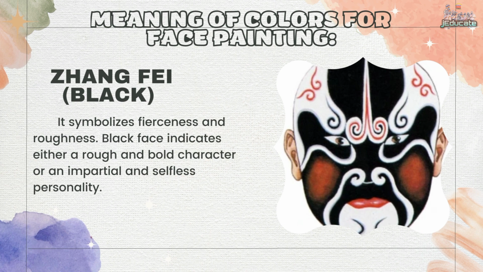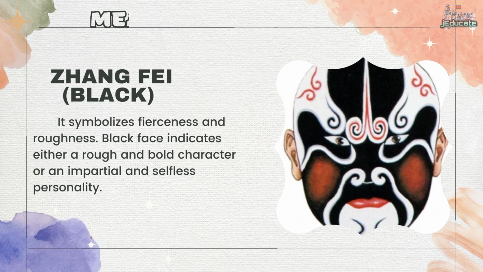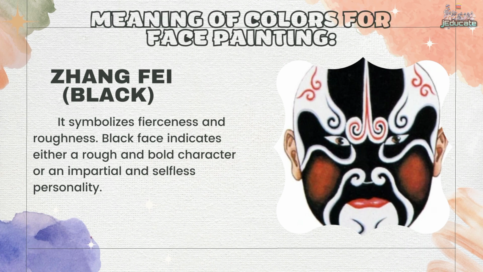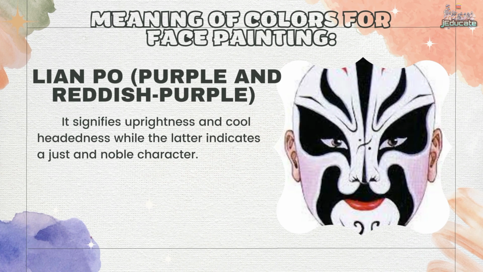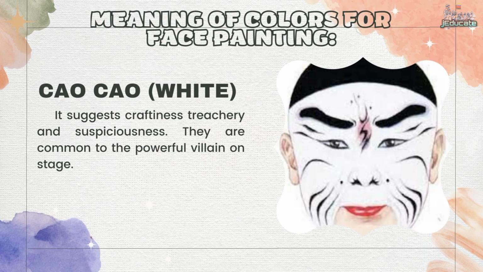Zhang Fei, black. It symbolizes fierceness and roughness. Black face indicates either a rough and bold character, or an impartial and selfless personality. Lian Po, purple and reddish purple. The former signifies uprightness and cool-headedness, while the latter indicates a just and noble character. Cao Cao, white. It suggests craftiness, treachery, and suspiciousness. They are common to the powerful villain on stage.